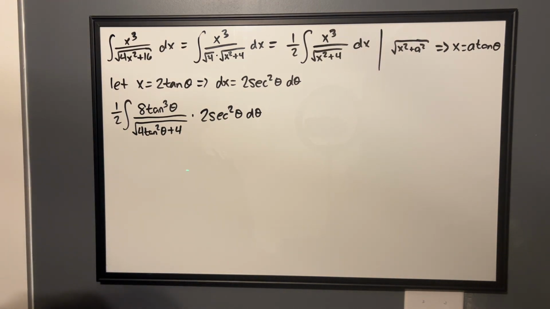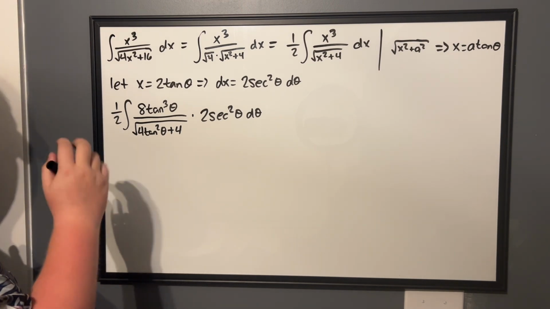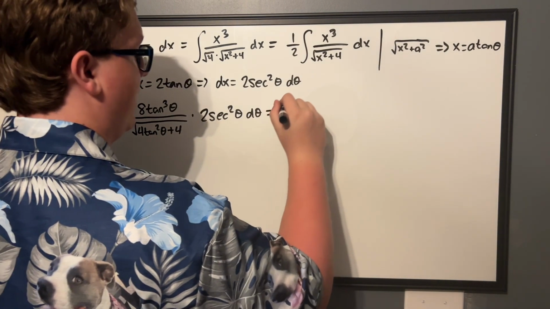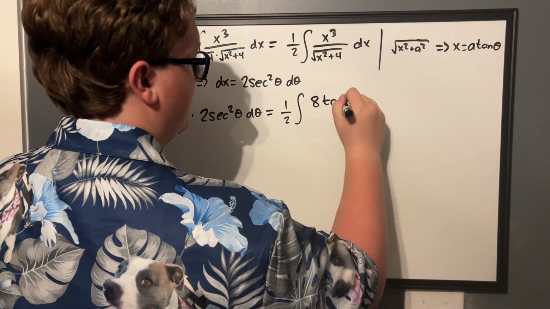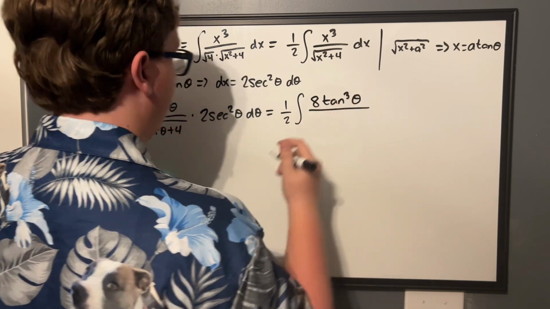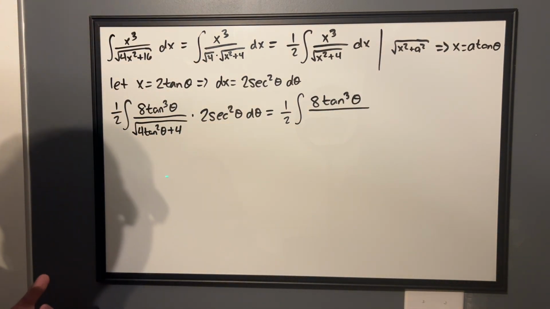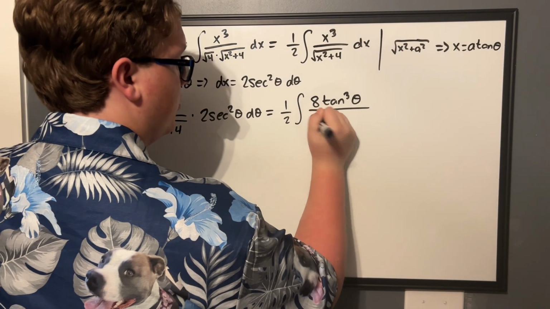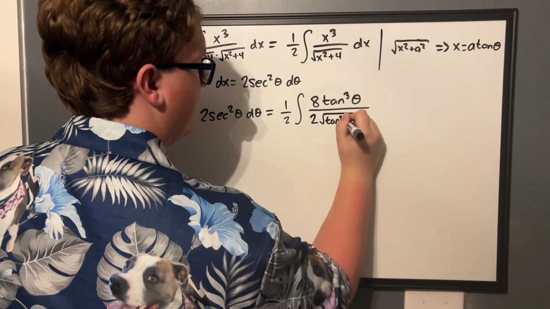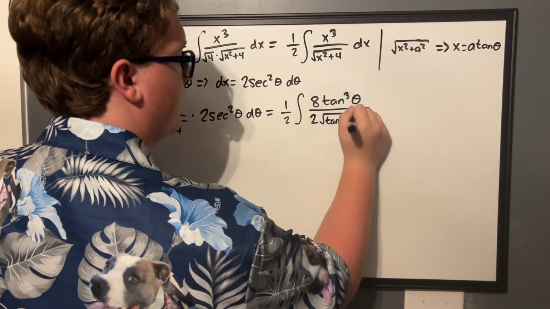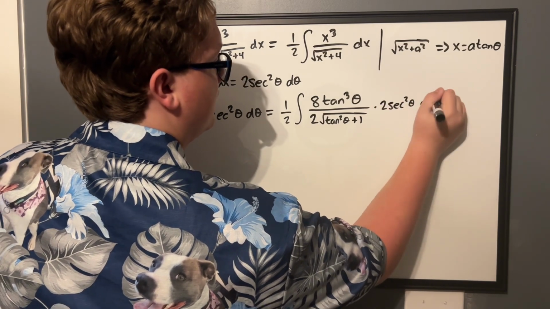Okay, so now, again, we're going to factor a 4 out of this square root down here. And when we do that, I'll just rewrite it. We'll have 1/2 times the integral of 8 tangent cubed theta over, well, when we factor out a 4, it's still under the square root. So we need to take the square root of 4. So we're really taking a 2 out of the square root. And then we have the square root of tangent squared theta plus 1. And again, this is still times 2 secant squared theta d theta.